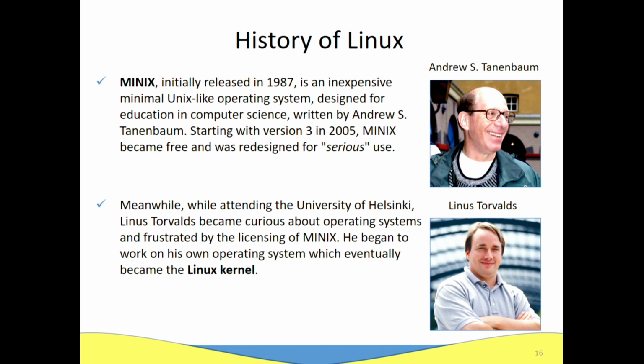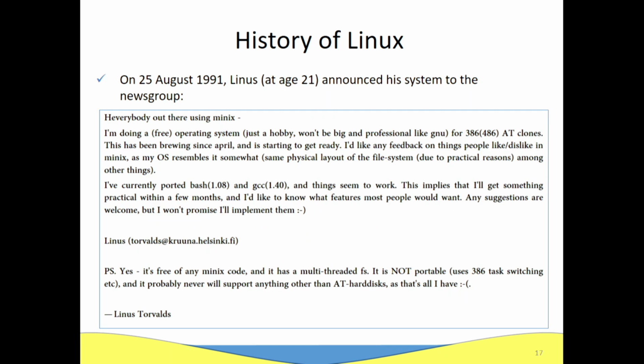Meanwhile, while attending the University of Helsinki, Linus Torvalds became curious about operating systems and frustrated with the licensing of Minix. So he began to work on his own operating system, which eventually became the Linux kernel. Here you can see him in the picture. On August 25th, 1991, Linus, at the age of 21, made an announcement. He announced his system to the newsgroup. And here's what he said.